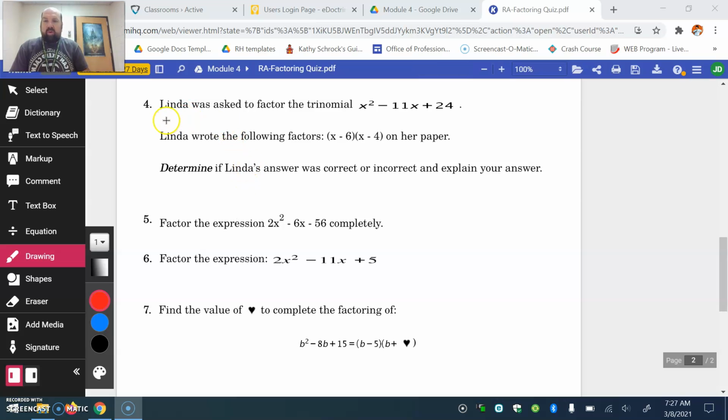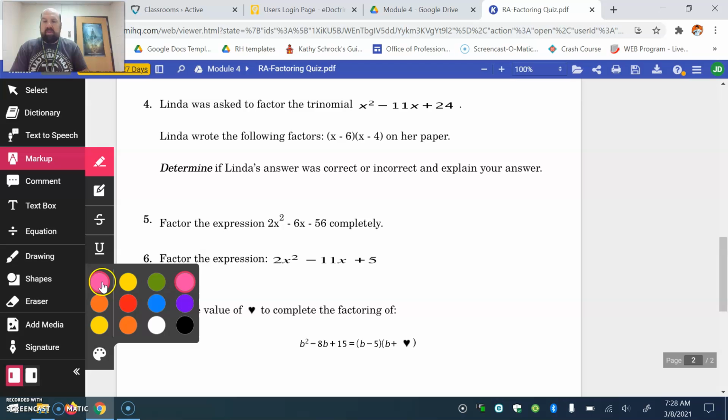All right, for number 4, Linda was asked to factor the trinomial x squared minus 11x plus 24. Linda wrote the following factors: x minus 6, x minus 4 on her paper. Determine if Linda's answer is correct or incorrect.